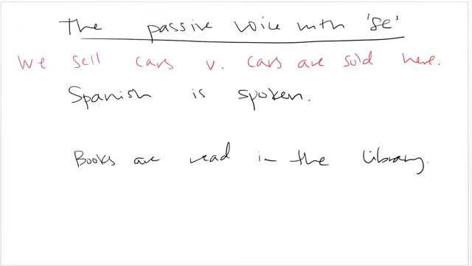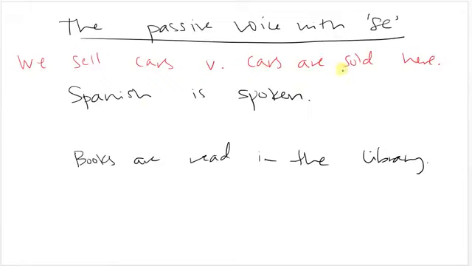There's another way to use the passive voice, and it's with se, the pronoun se. So, for example, "we sell cars" is the active voice. We are somebody who's doing the selling, versus "cars are sold here." I'm not saying who's selling the cars, I'm just saying that they are sold. And this is something that's really, really common to use in Spanish, and you do it every single day.